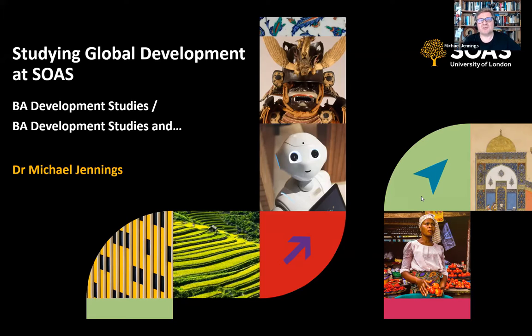And I'm going to be talking to you about our BA program in development studies and the joint program, which we call BA development studies, and which allows you to do a joint degree with development studies with pretty much all of the other programs that SOAS offers. So I'm going to give you some background. What I'm not going to do is go through the structure of the way that the program looks, because that's very easy to see on the website. Many of you will already have done that.